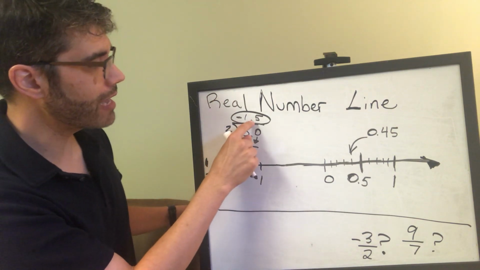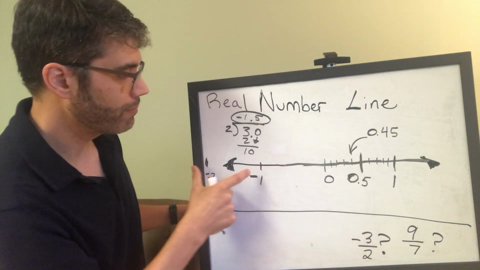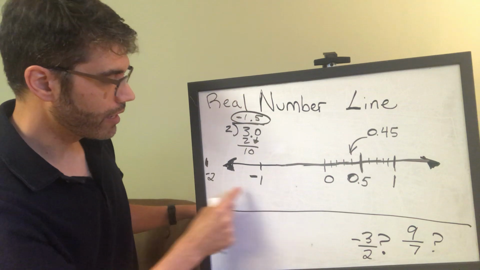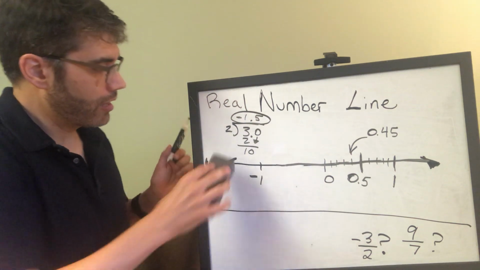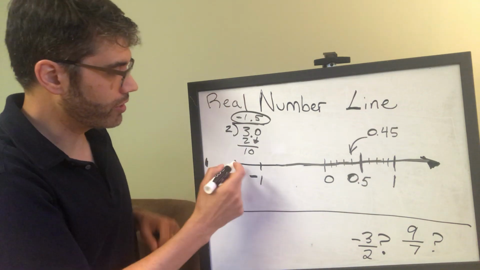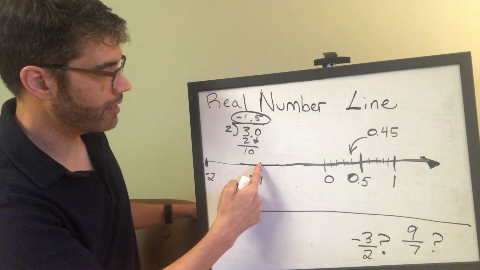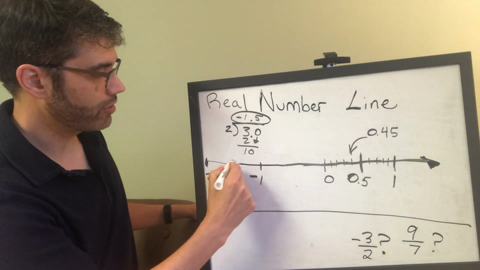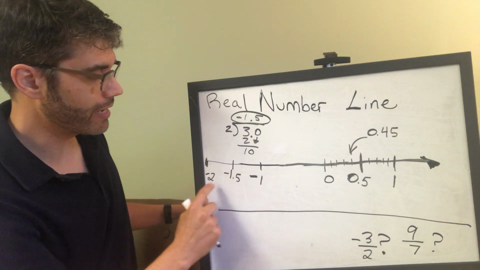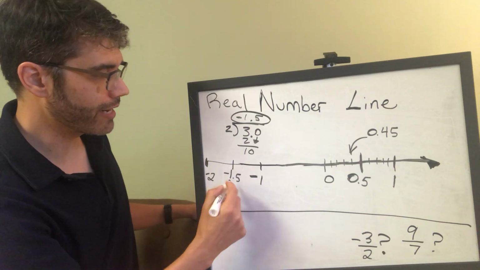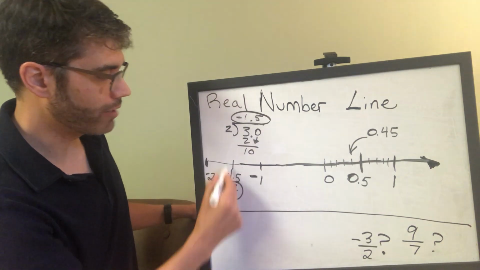Okay? And remember that we already saw that 0.5 is going to be halfway between these two notches on the line, so we'll just extend it here a little bit. And so we know that it's -1 and a half. So -1.5 would be halfway between -1 and -2. So it would lie right here. So -3/2 would be right here.